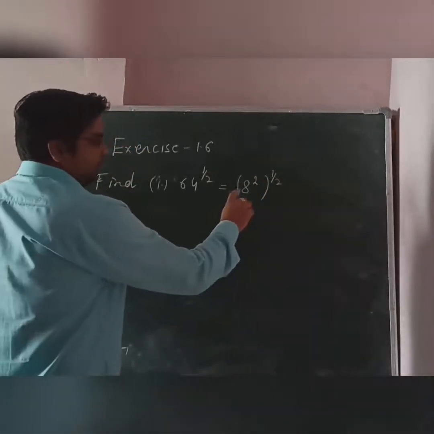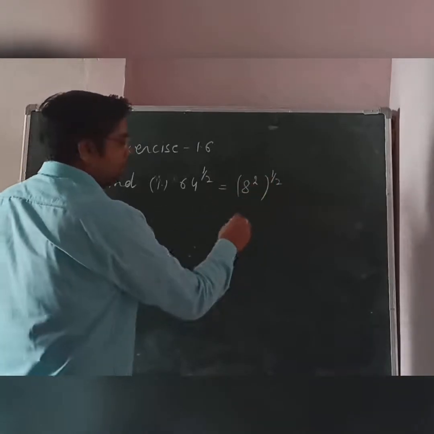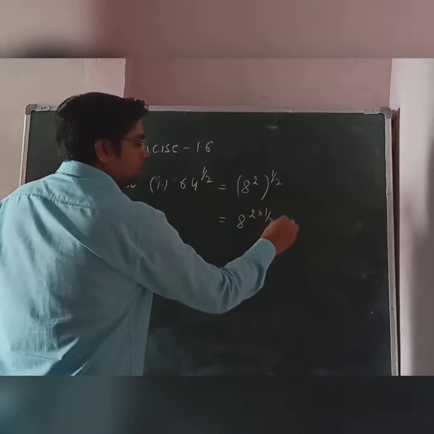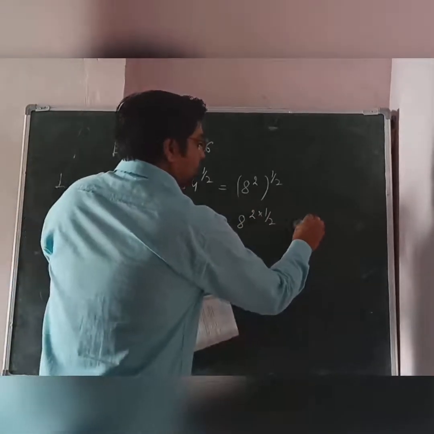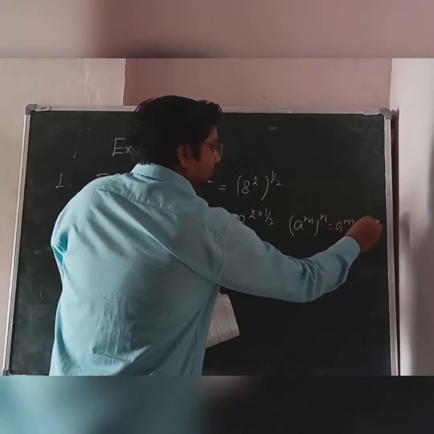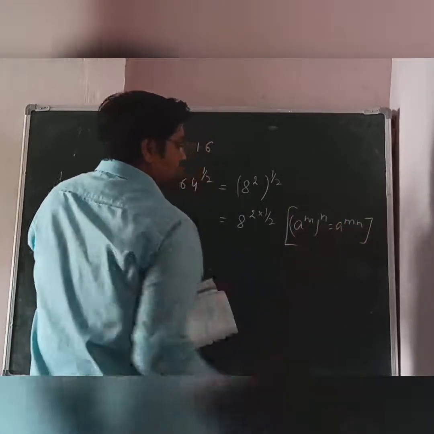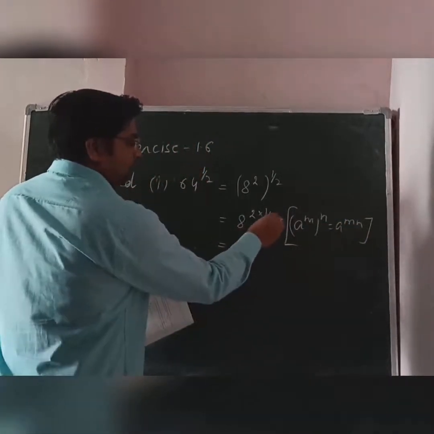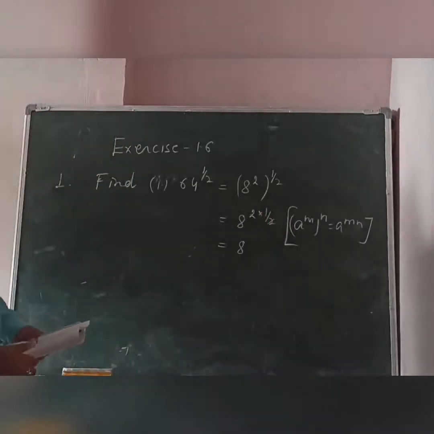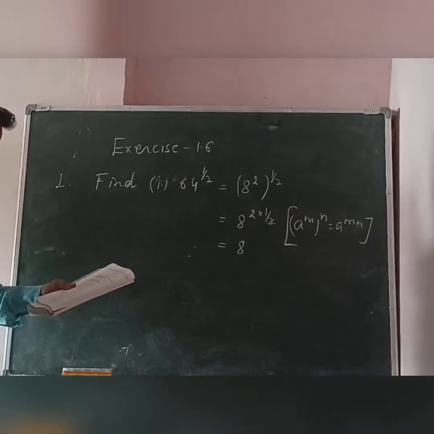And now a to the power m whole to the power n, we can write a to the power 2 into 1 by 2, because we know that a to the power m whole to the power n equals a to the power mn. So the 2 cancels, and you will get 8. 64 to the power 1 by 2 equals 8.